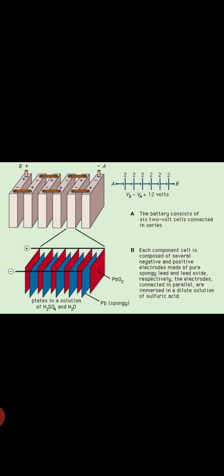Now this battery consists of six 2-volt cells connected in series. 1, 2, 3, 4, 5, 6. Six 2-volt cells are there. Six into 2 means a 12-volt battery, which is the car battery, or the battery we use in a truck. Got it? Then between these plates, you can see the red and blue colored plates, which are the cathode and anode. We put the sulfuric acid, the electrolyte, along with water, that dilute sulfuric acid is put here, and you can see the plates are arranged in parallel. Got it?